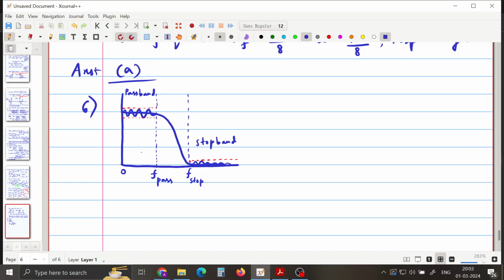This portion in between, maybe I'll shade it. This green shaded region is your transition band, and this width of the transition band is your transition width.